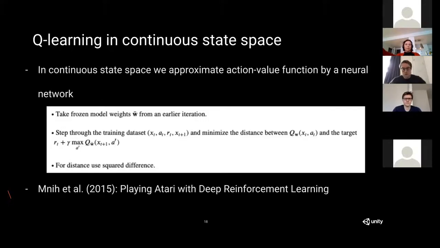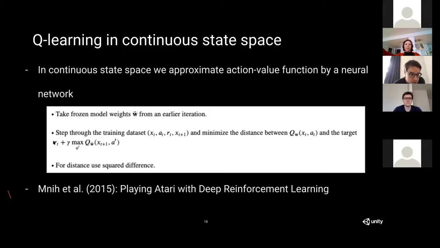So then how about continuous state spaces? So now we can no longer think of like looping over all states. As you can imagine in our setting, so for sure we have like the state space is quite large and certainly of continuous kind. So here we need to approximate this action value function somehow, and well, we do it with a neural network. So here you see the Q_w is our parametric model for the Q function. So the algorithm goes basically like this. So let's say we've frozen parameters from an earlier iteration, and then we want to update or learn the new improved parameters or weights here.